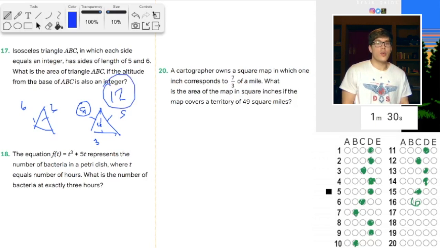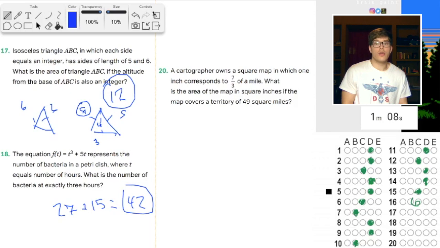Okay, 18. The equation f of t equals t cubed plus 5t represents the number of bacteria in a petri dish where t equals the number of hours. What is the number of bacteria in exactly 3 hours? Plug in 3. 3 cubed is 27 plus 5 times 3 is 15. What do we get? We get 42.